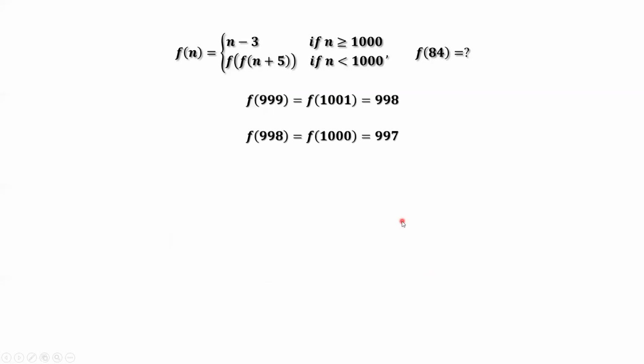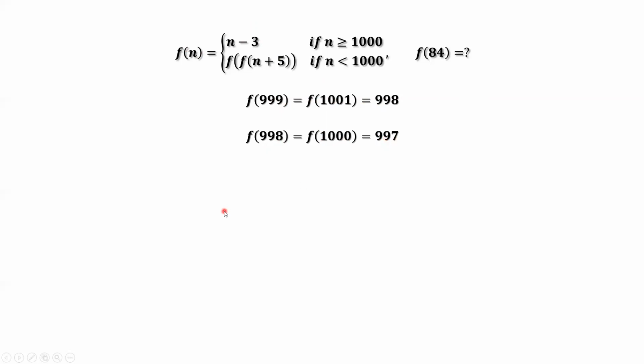Now we have the two results. Can you see anything? f of 999 equals f of 1001. What's the difference between the two numbers? This number is two more than this number. We use the first formula, equals 998. This number and this number, what is the relationship between the two numbers? The second number is 2 units more than this one. Same pattern as the first one. We use the first formula. We have the answer, 997.